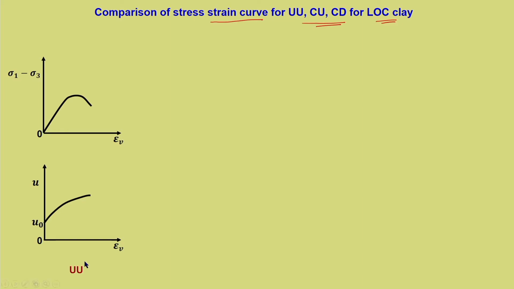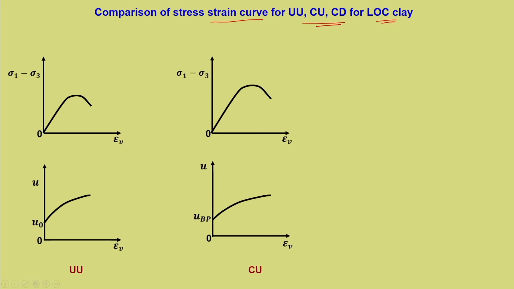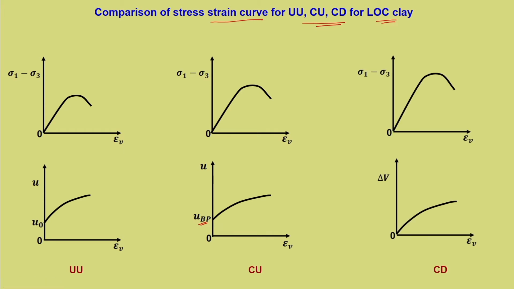The first one is the UU test, the stress strain response and the pore water pressure generation. U naught is the initial pore water pressure before shearing, maybe at the consolidation stage, and then during shearing the pore water pressure goes up. CU is also the same, the stress strain response more or less is identical, and in the event of back pressure application, the pore water pressure corresponding to the consolidation stage is U back pressure. And when it comes to consolidated drained, instead of pore water pressure, it is volume change.